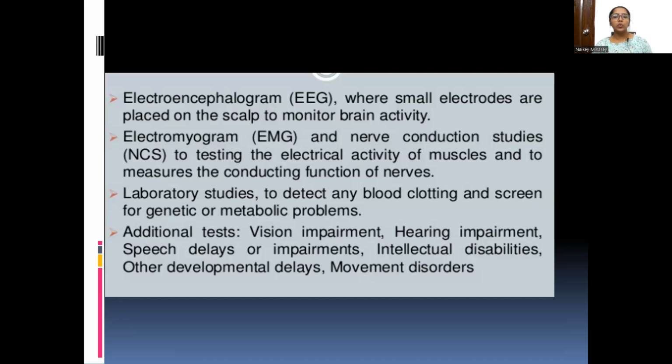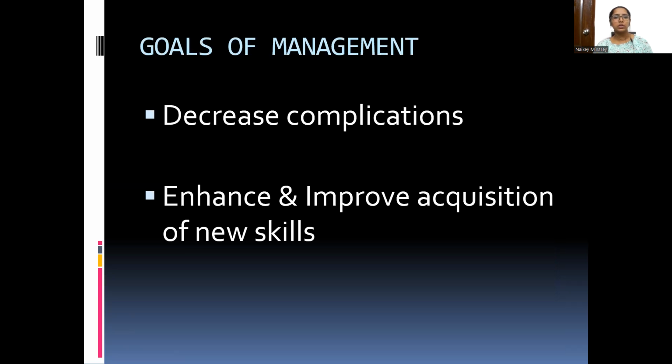Other investigations include EEG if there are seizure activities, EMG, electromyography, and other laboratory investigations to rule out genetic and metabolic problems. And as I told you, vision and hearing impairment and speech delay should be assessed.